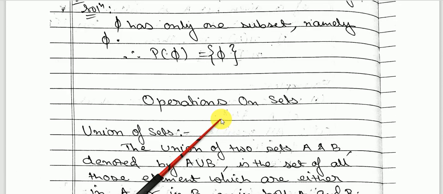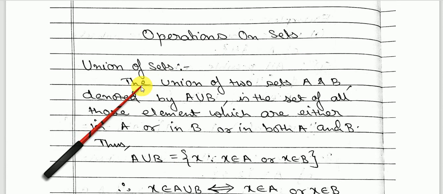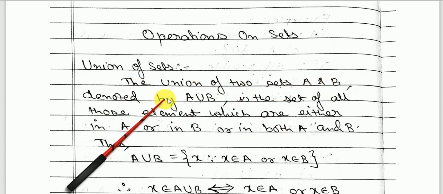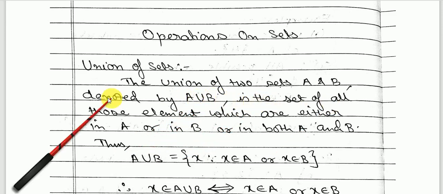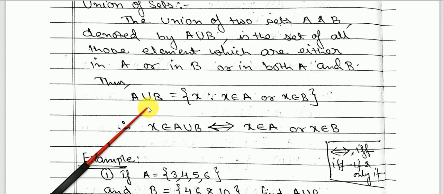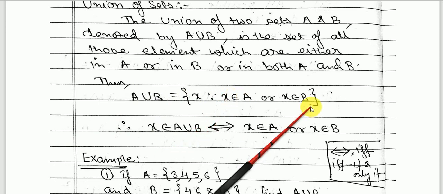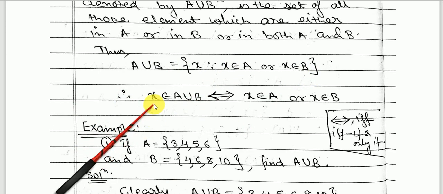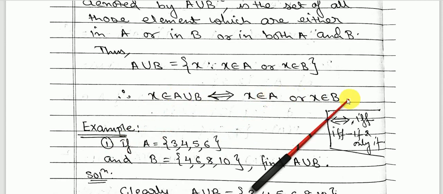Next is operations on sets, union of sets. So the union of two sets A and B is denoted by A union B. This is read as A union B. It is the set of all those elements which are either in A or in B or in both A and B. Mathematically we write like this: A union B is equal to the set of all elements which are either in A or B. So suppose an element lies in the union of A and B, it means that that element is either in A or B. Here this double implication means if and only if.